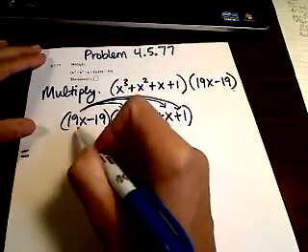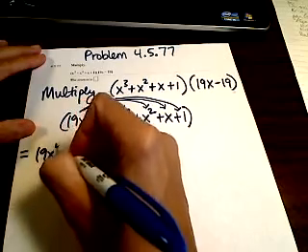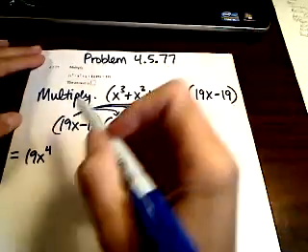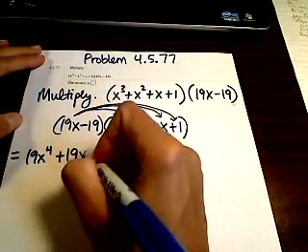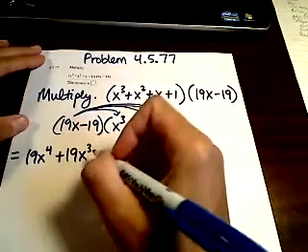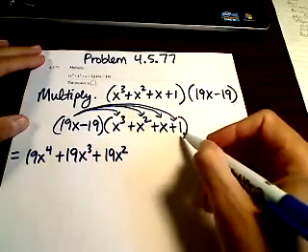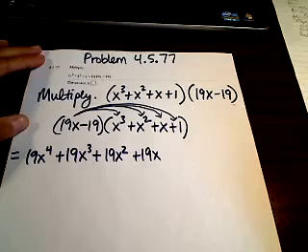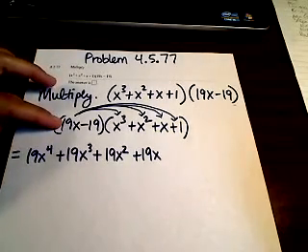Okay? So when I take 19x times x cubed, I get 19x to the fourth. When you multiply like bases, you add their exponents. And then 19x times x squared is 19x cubed. And 19x times x is 19x squared. And 19x times 1 is 19x. Okay, so that's the first term, distributed all the way through.